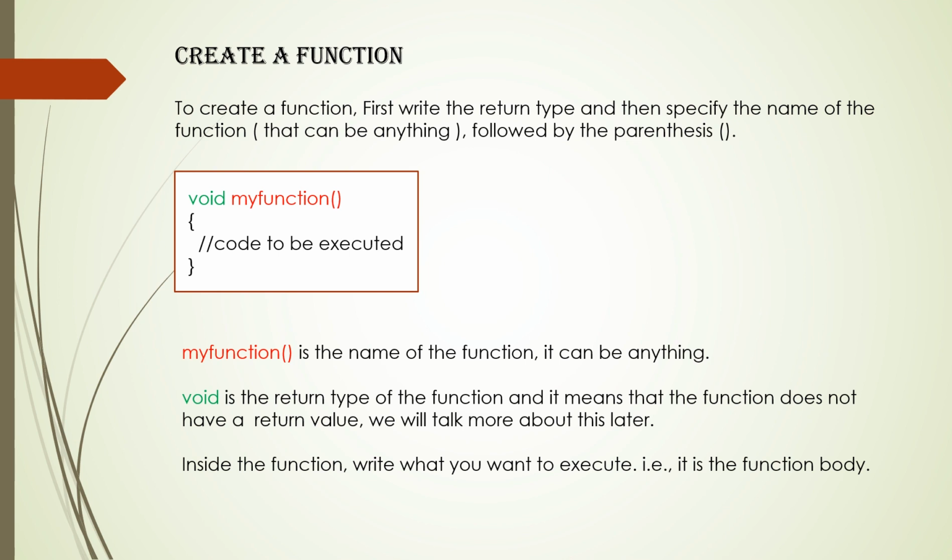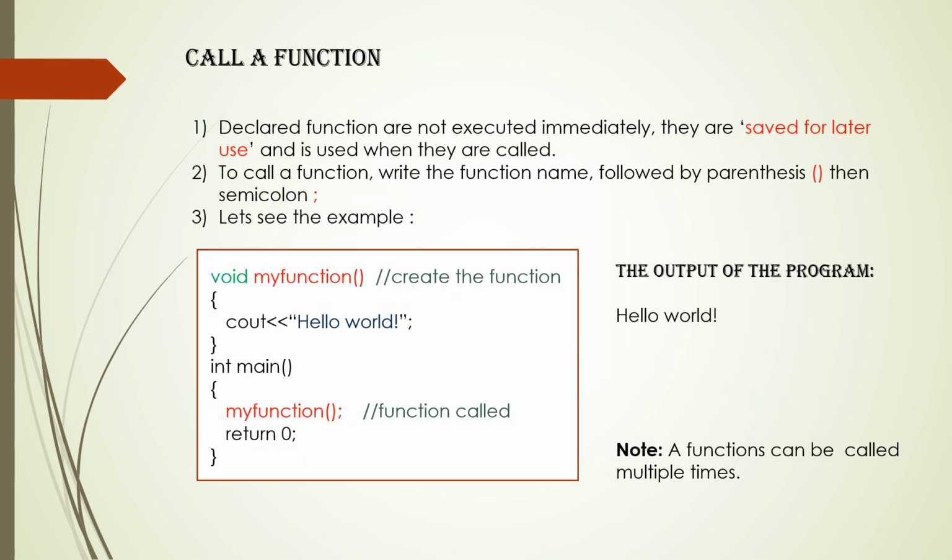Now let's see how to call a function. See, you have to always declare a function outside the main function. Then how to use it? To use that function in your program, you can call it inside the main function. Declared functions are not executed immediately. They are saved for later use. That is, wherever you call that particular function, there only it will get executed. Now for calling a function, write the function name, then parentheses, followed by the semicolon.